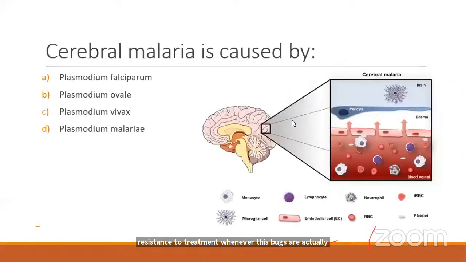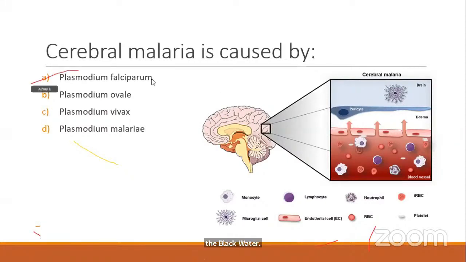Okay. So cerebral malaria is caused by which of the following? Yes, it is the Plasmodium falciparum, also called black water fever. It can also lead on to black water fever due to plugging of the capillaries.